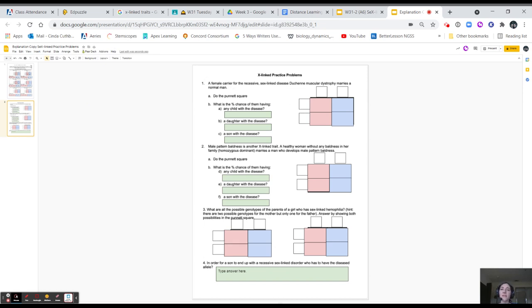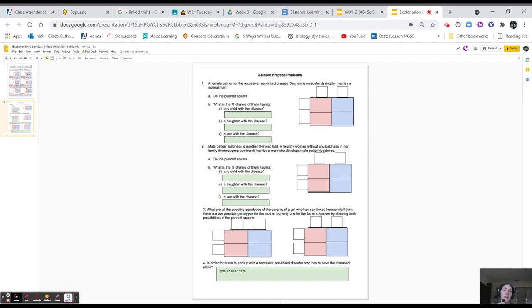X-linked practice problems. So a female carrier for the recessive sex-linked disease Duchenne's muscular dystrophy marries a normal man. So she's a carrier and he's normal. So let's think about what she would be. As a carrier, she is not going to have the disease, but she is going to have one of her X's that has the allele. Now, he's normal, so his X is normal.